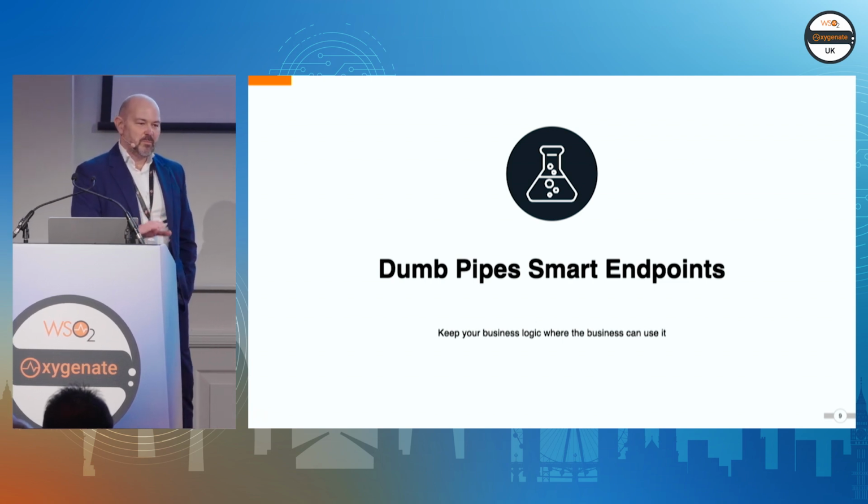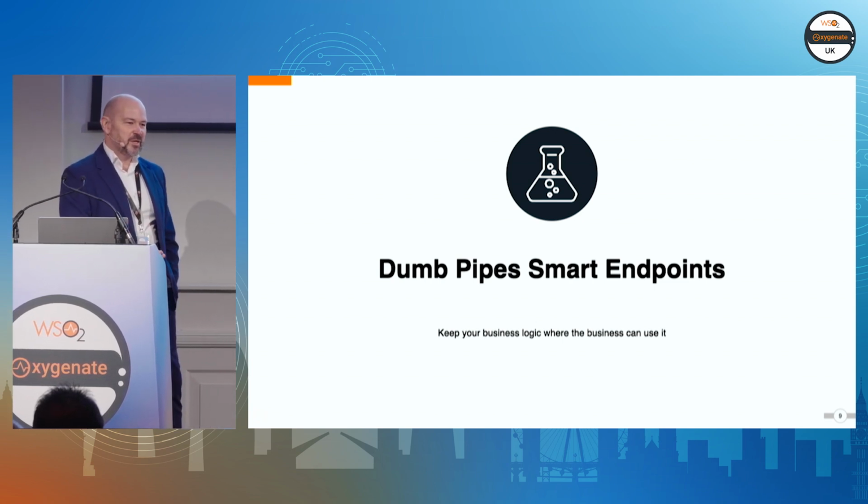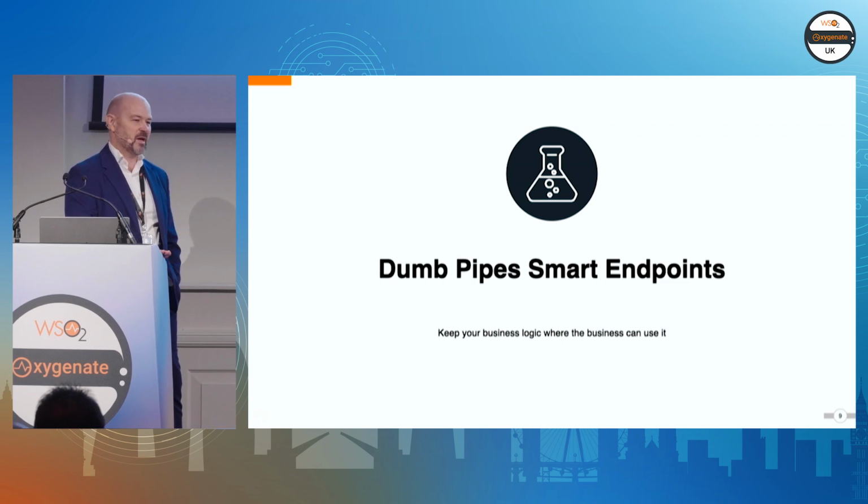If you've got business logic that needs interaction from the business, stick it in a place where the business can see it and where the business can interact with it. Business aren't going to interact with an API. So this is where we need to get that idea of abstraction.